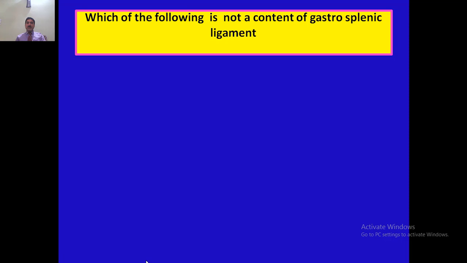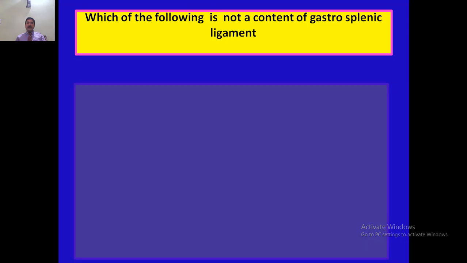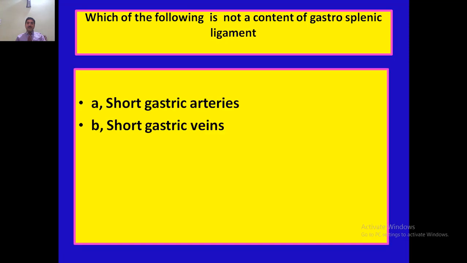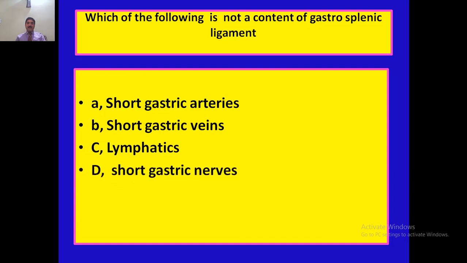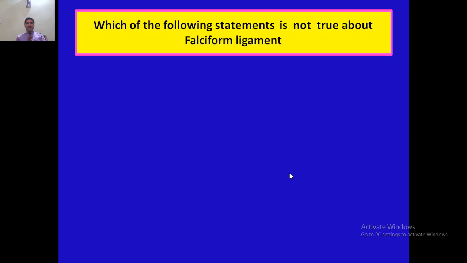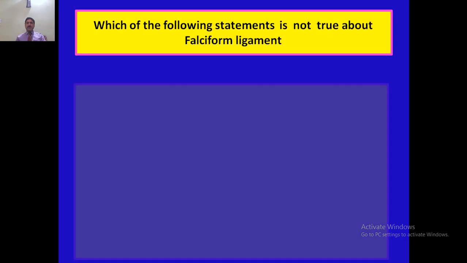Which of the following is not a content of gastro-splenic ligament? Short gastric arteries, short gastric veins, lymphatics, short gastric nerves. The answer is D. Though it contains autonomic nerves, these nerves have not been named as the short gastric nerves.